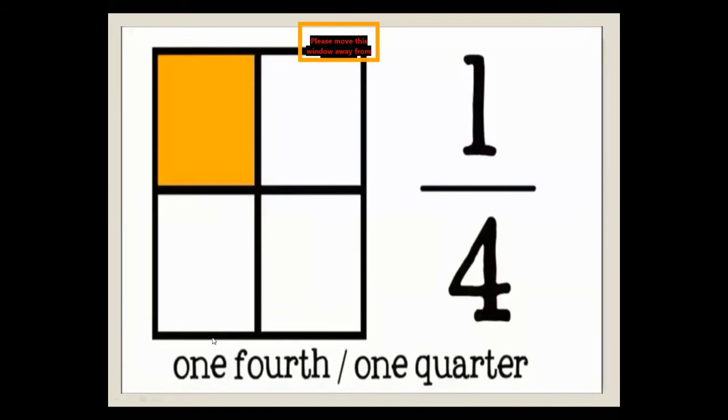So in the mathematical form, we write it 1 over 4. 1 over 4 means one of the four equal parts of one rectangle. In words we say 1/4, and in the mathematical form, we write it 1 over 4.